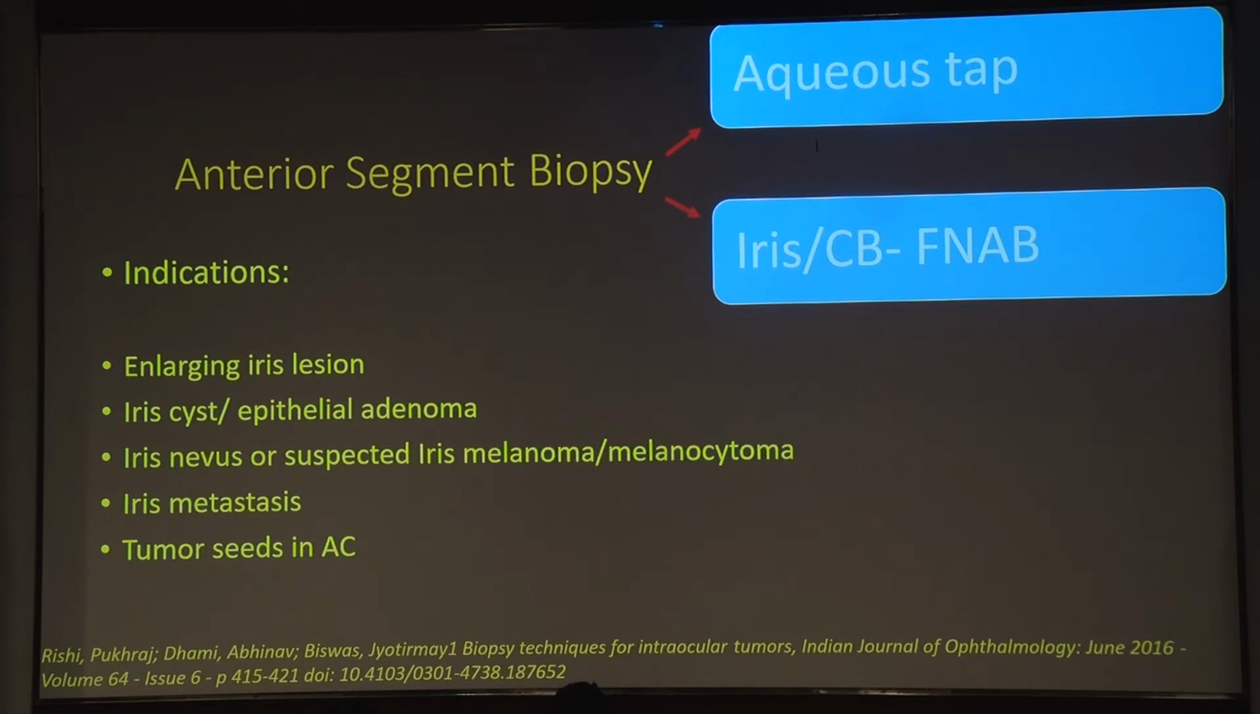Coming to anterior segment biopsy, what we usually do is either an aqueous tap, or we can biopsy iris or ciliary body lesions using a needle or cutter based biopsies. The indications usually are for any iris lesions or any benign lesion like iris cyst or epithelial adenoma. Sometimes the diagnosis is not straightforward and you are contemplating between a benign or a malignant lesion, and sometimes you can see some white fluffy seeds in the anterior chamber and you're not sure whether it is some tumor which is masquerading in the anterior chamber.